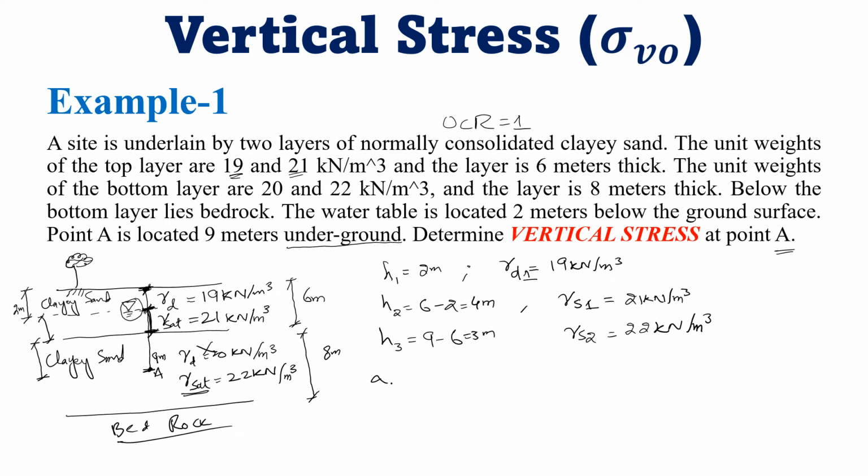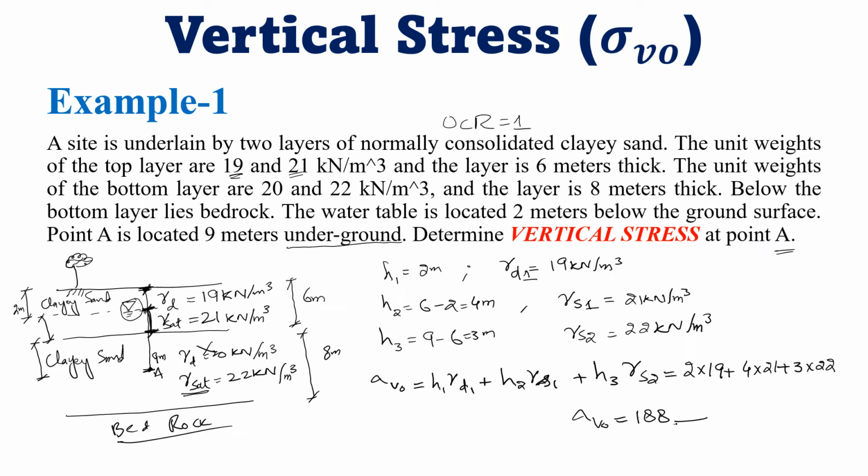So we have to calculate the total stress sigma V naught. This will be equal to H1 gamma D1 plus H2 gamma S1 plus H3 gamma S2. If we multiply the values, we'll simply get the answer. H1 is 2 and gamma D1 is 19, plus H2 is 4 times gamma S1 is 21, plus H3 is 3 times 22. If we calculate using a calculator, the final answer will be 188. So the total stress is 188.